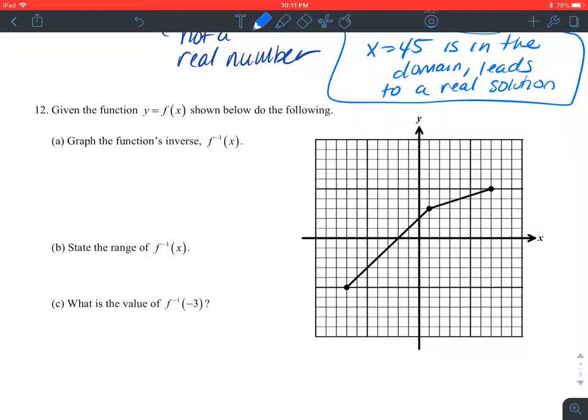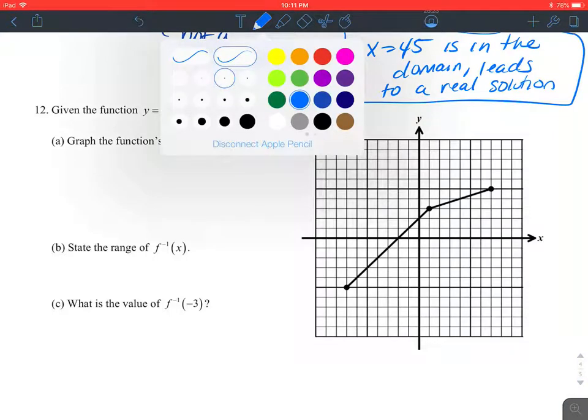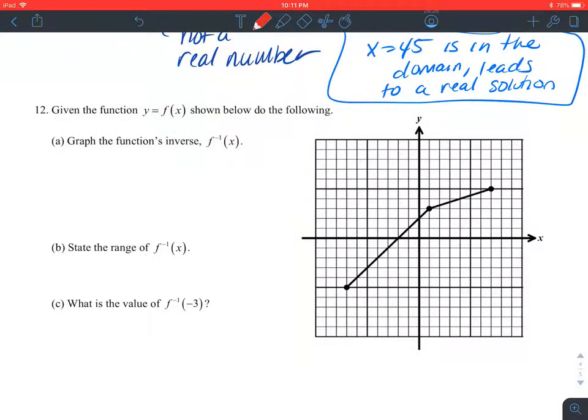Okay, number 12. Oh, and I think this is the last one. We are being asked to graph the inverse of the given function. So the easiest way to do this is to remember the big thing. When we see the word inverse, we want to swap x and y. And that includes everything, including just a regular old coordinate pair.